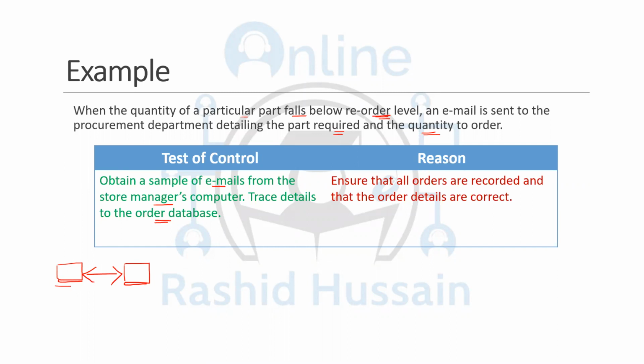And what is the reason for each test? To ensure that all orders are recorded and that details are correct, because we are matching the details with each other. So we are confirming that all orders are recorded and no emails have been dropped, and no emails have gone into spam. Every email has reached. Ensure all orders are recorded and that order details are correct.